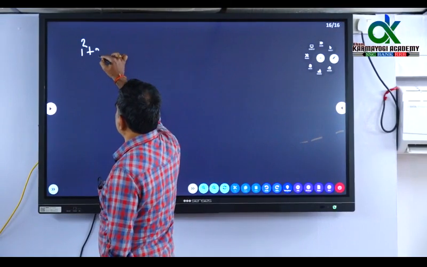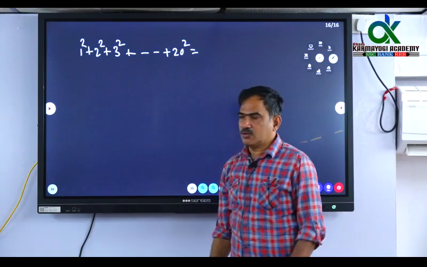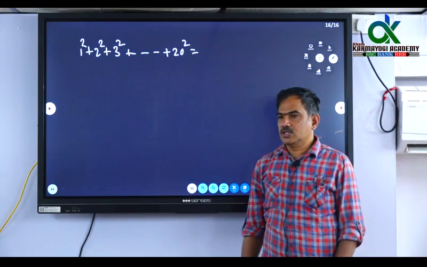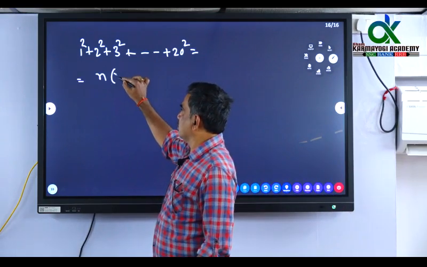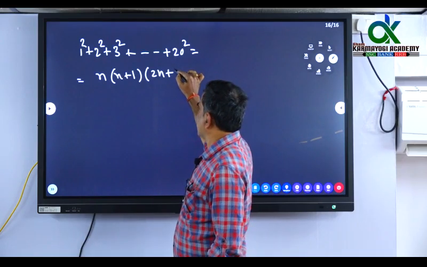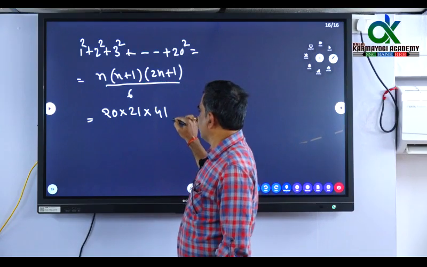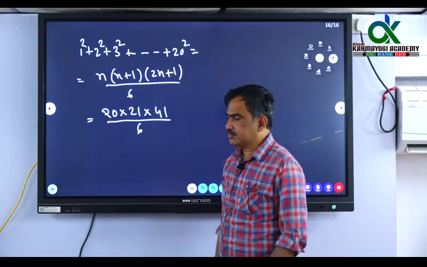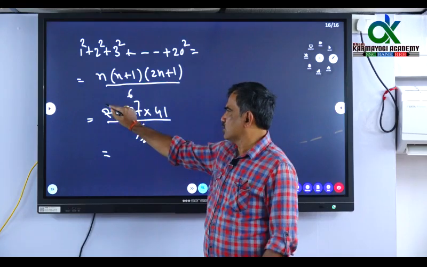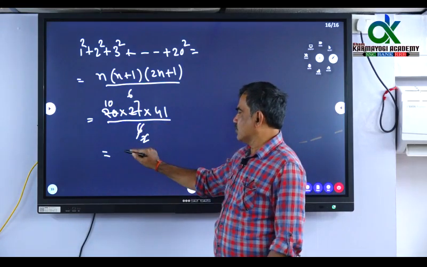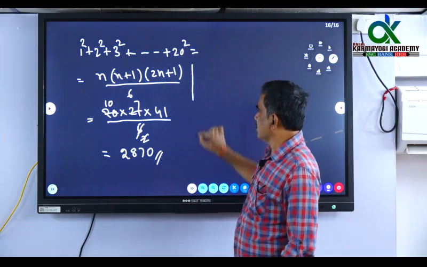What is 1 square plus 2 square plus 3 square plus and so on up to 20 square? What is the sum of squares of 20 natural numbers? The formula is n into n plus 1 into 2n plus 1 by 6. Put n is equal to 20, so 20 into 21 into 41 by 6. If you cancel, 3 2's cancel, 3 7's cancel, 2 10's cancel. 7 into 4 is 41... 2870 is the answer.